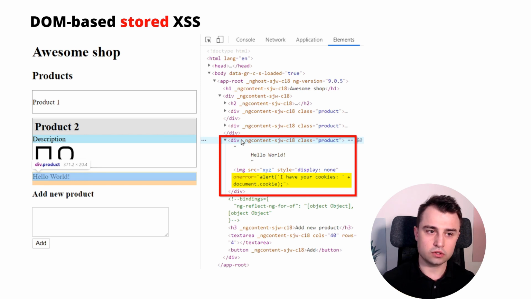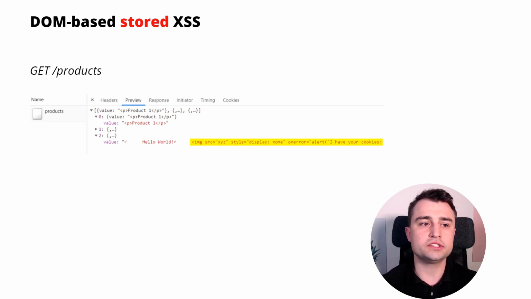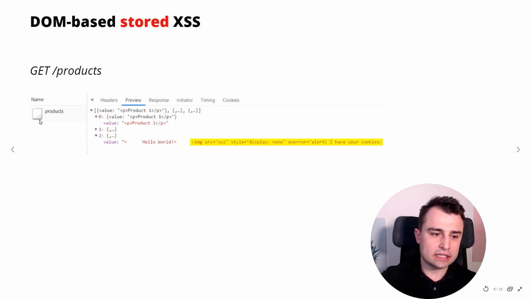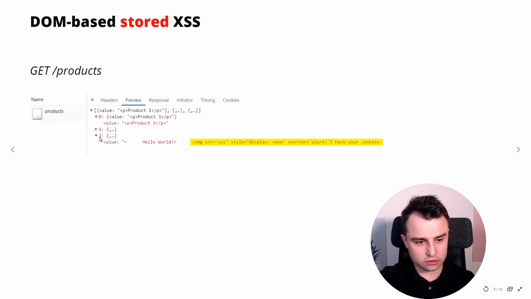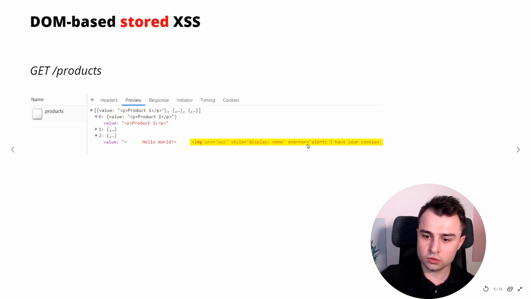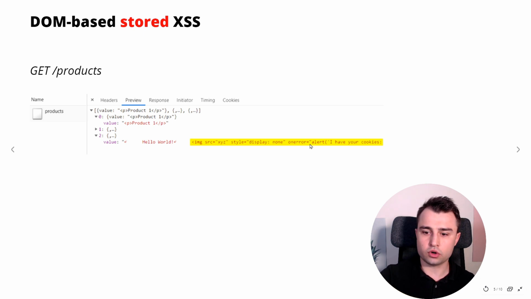But now let's see another slide that presents what this attack is about. You see that the application executed an API call to the products endpoint, and there is a list of products that was received from the backend, and one of those products, number 2, contained a product description with this malicious code that ends up executing this onerror callback, alert, I have your cookies.